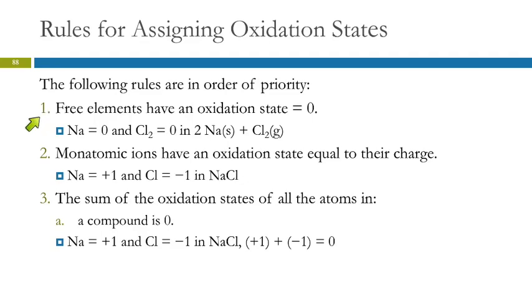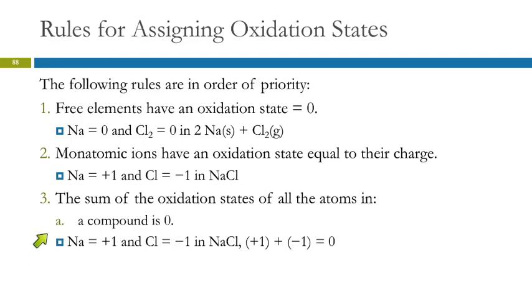So free elements have an oxidation state of 0. So sodium, the element, its oxidation state is 0. Chlorine, the element, its oxidation state is 0. What we'll find is that the oxidation states often match up with actual charges. Here, there's no actual charge, so the state is 0, the charge is 0. If we're looking at monatomic ions, such as sodium ion in sodium chloride, chloride ion, the oxidation state is equal to the charge. So a sodium ion has a +1 oxidation state, a chloride ion has a -1 oxidation state.